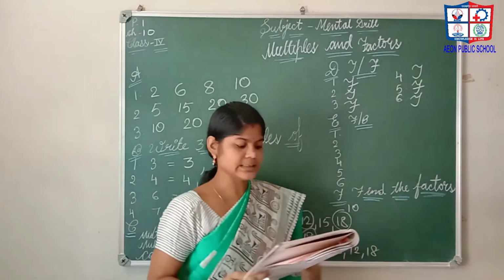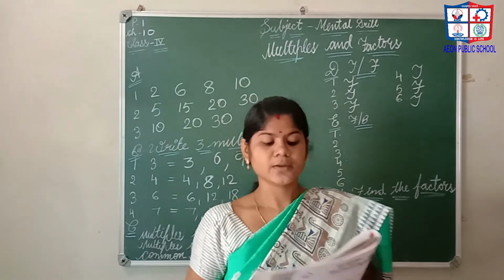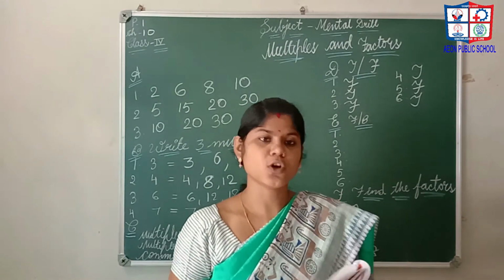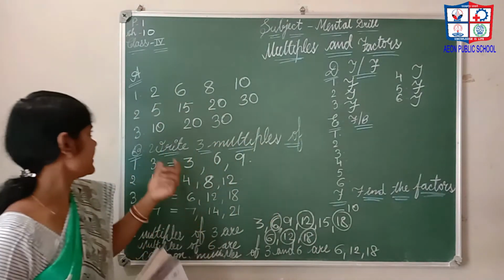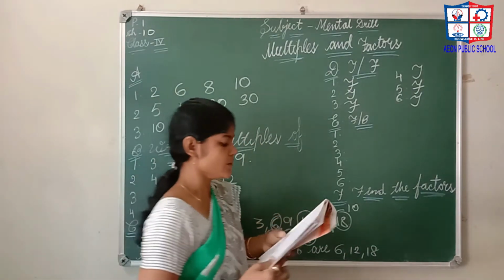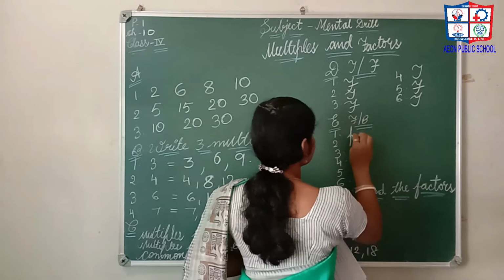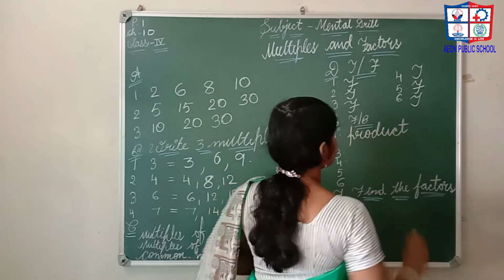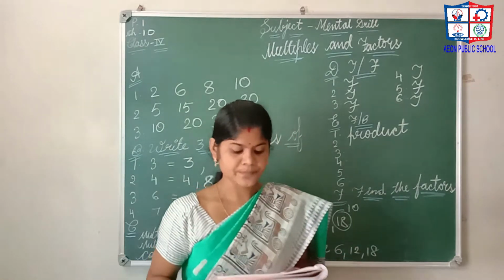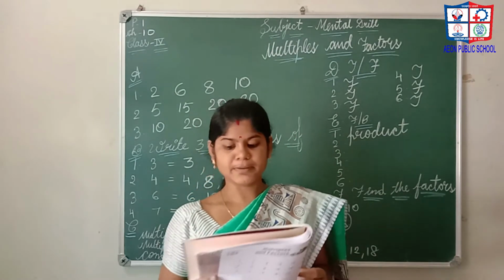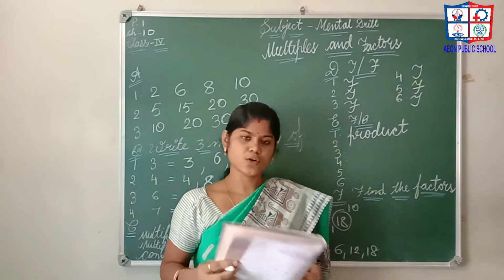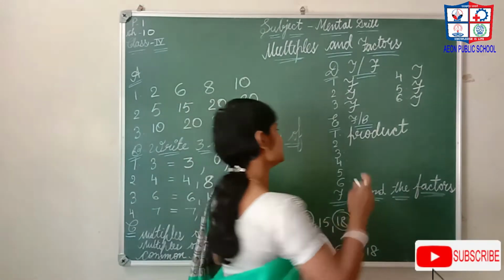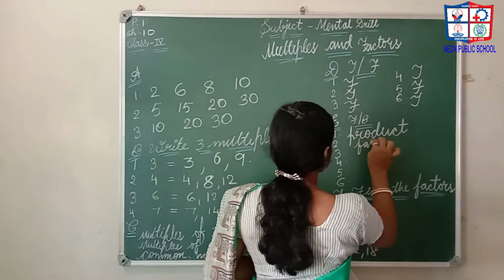Next E bit, fill in the blank. Listen carefully. When 2 or more numbers are multiplied, the answer is called. For example, see here multiplying with 2 numbers. So what is it called? That is product. If you multiply any 2 or 3 numbers, the result is called the product. Each of the numbers being multiplied is called the dash of the product. For example, 2 into 3. 2 and 3, what do we call them? We call them factors.